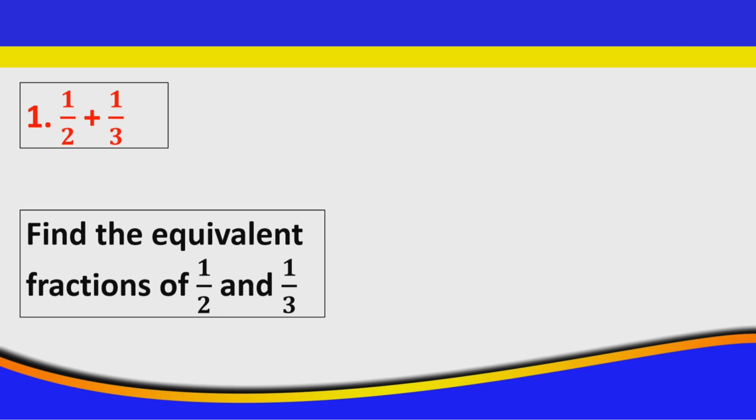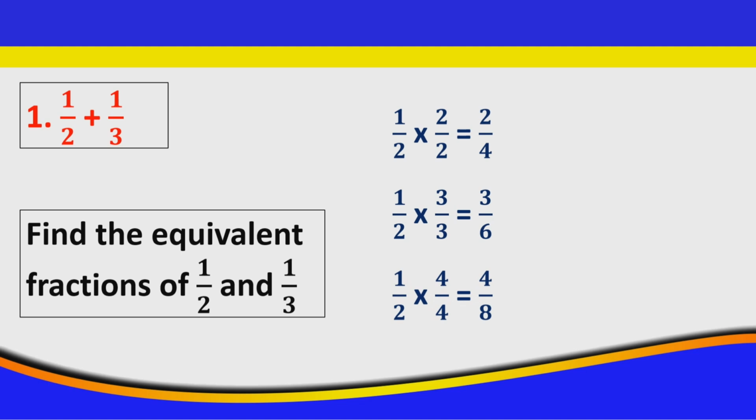Let's start first with 1/2. From our rule, you have to think of a number that we can multiply to 1/2. So that is 2 over 2. 1/2 times 2 over 2 is 2/4. We have 3. So 1/2 times 3 over 3 equals 3/6. We also have 4. So 1/2 times 4 over 4 equals 4 over 8. You can also have 5, 6, and so on and so forth.